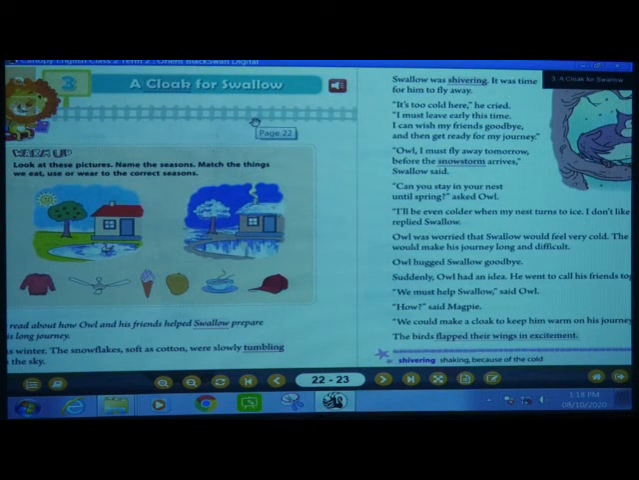Lesson number 3, A Cloak for Swallow. So this was part 1 of this interesting story. In our next period, we will see how Owl and his friends helped Swallow to make a cloak, a warm jacket for him. Till then you have to learn the spellings, meanings, and read lesson number 3, A Cloak for Swallow. Thank you.